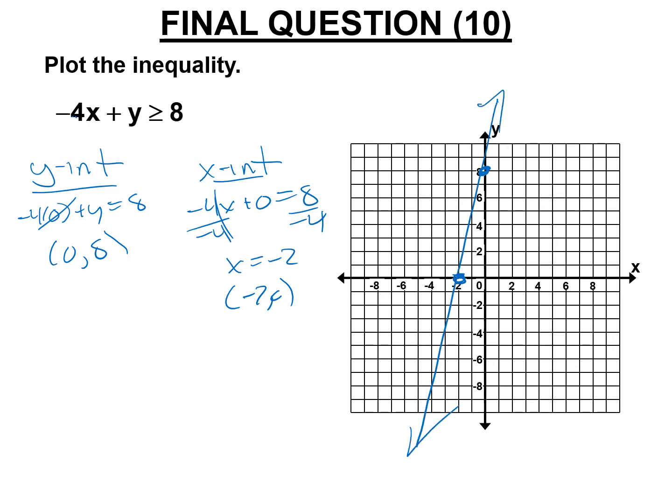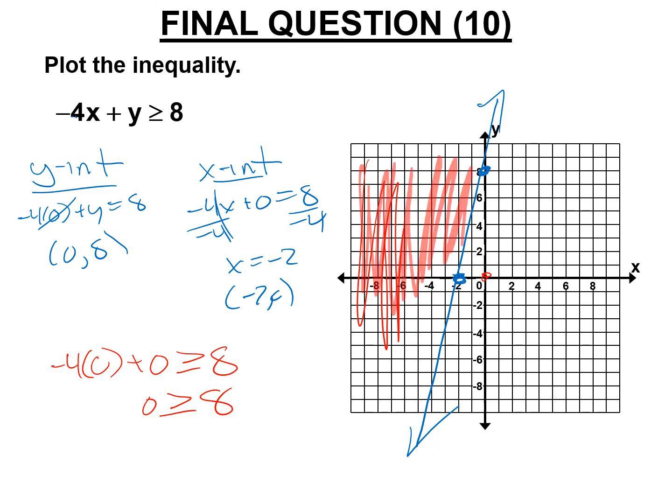So there it is. Now, this is in standard form. We can't just look at it. So we're going to see if 0, 0 is a solution. Is 0 greater than or equal to 8? 0, 0 is not a solution once again. So then we're shading, and this looks like it's to the left of it, but it's not. It is above the line. And so we're going to shade above the line.